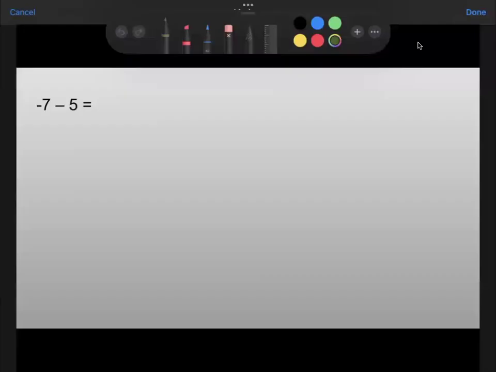Okay, here's our next one. And again, we're going to be using keep, change, change as our method for doing this. All right, so I'm going to rewrite the first integer, which is -7. I'm going to change from subtraction to adding, and then I'm going to change the sign of the second integer from being +5 to -5.